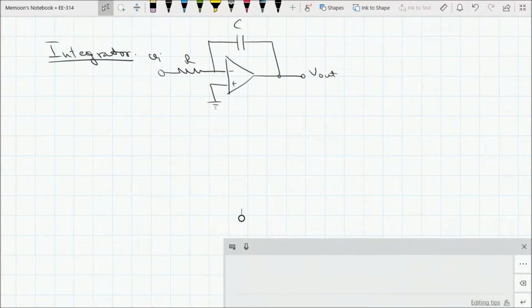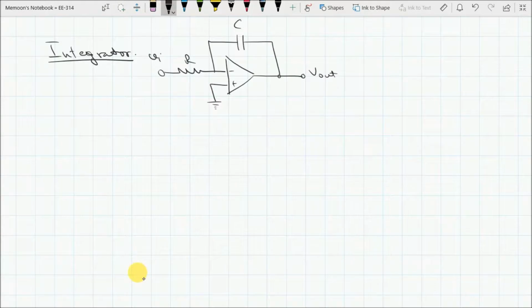As we know, the current passing through these two branches is the same, as no current goes in or out of these terminals. This means that V in over R is equal to negative C dV out over dt, the current passing through a capacitor.